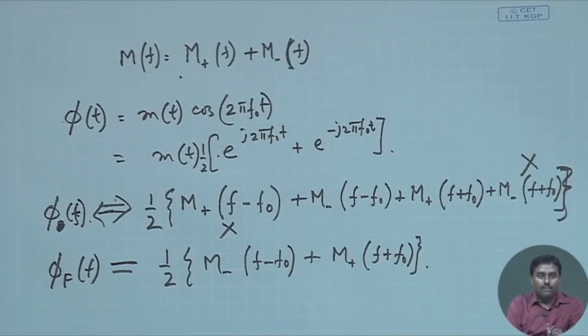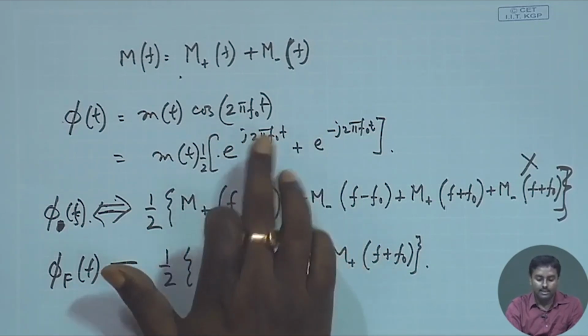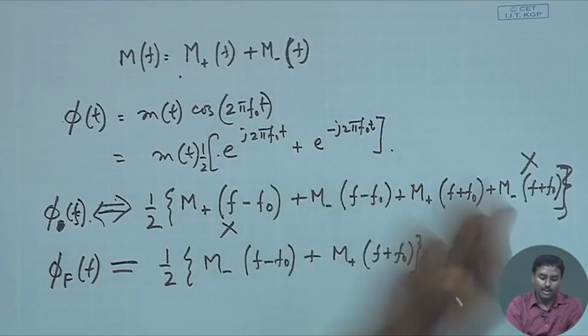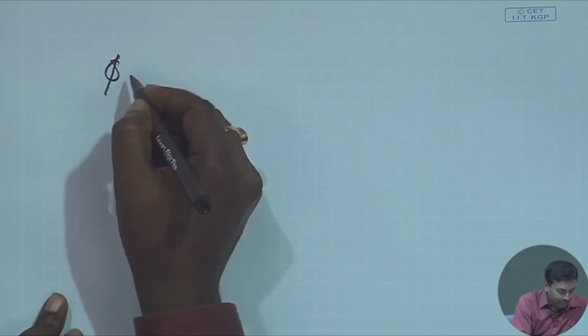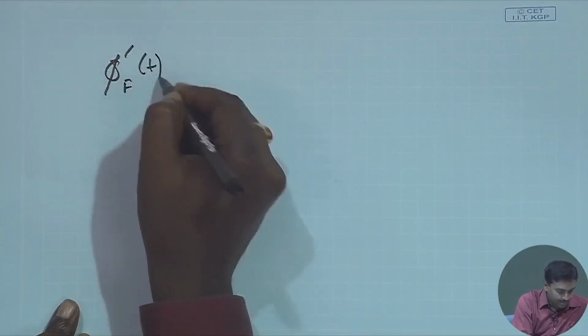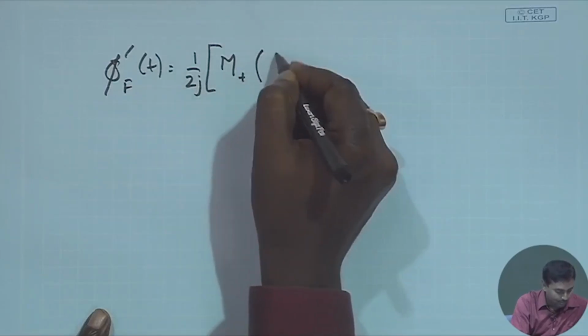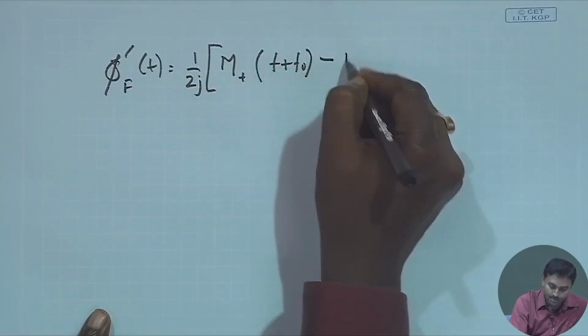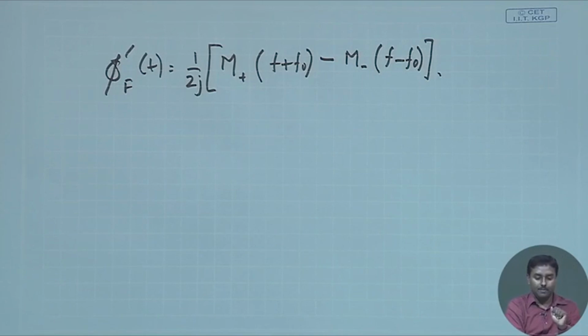Similarly, we will have to do in the lower half also, we have to multiply by sine. Whenever we do multiplication by sine, it will be 1 by 2 j, and here it should be this plus minus this, right, and we will have to do the translation. So, if I do it with the sine, if I write that as phi dash after filtering, it should be just 1 by 2 j, just do it yourself, it is algebraic manipulation, m plus f plus f0 minus m minus f minus f0. So, we get this. Okay.